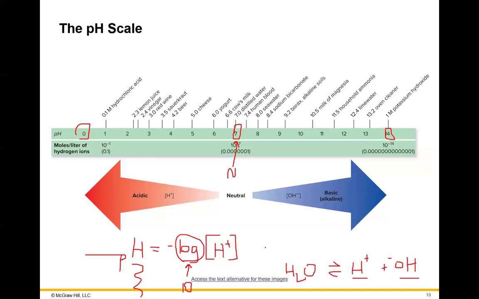Okay, so there's the base 10, that's what that means. The negative means we're talking about it being inversed. I'm not going to write inverse, I'm going to put INV, you guys know that means inversed, okay?